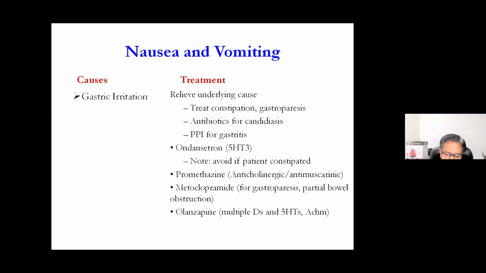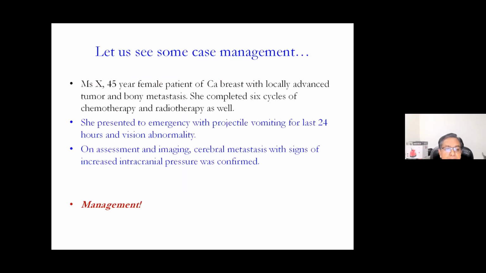And if you think because of the combination of drugs like opiates, we can think of addition of metoclopramide, and in refractory cases, even olanzapine can be added. Now, subsequently, this patient was nicely managed, but a couple of weeks later, she presented to emergency with projectile vomiting for last 24 hours. She has a vision abnormality. And on assessment and imaging, a cerebral metastasis with signs of increased intracranial pressure was confirmed.